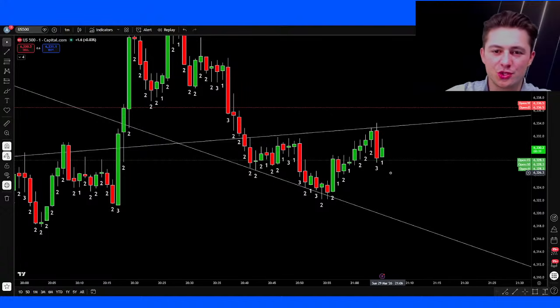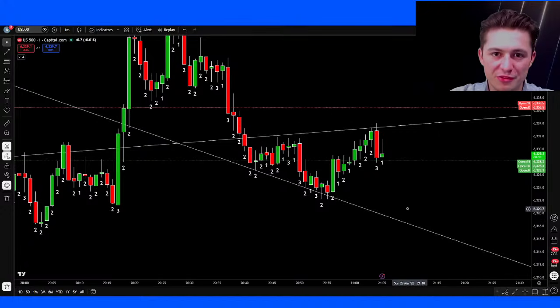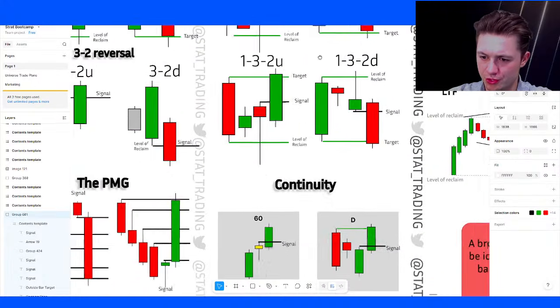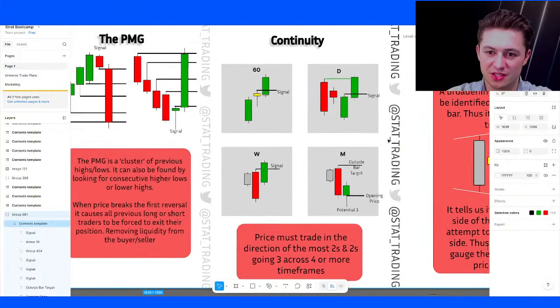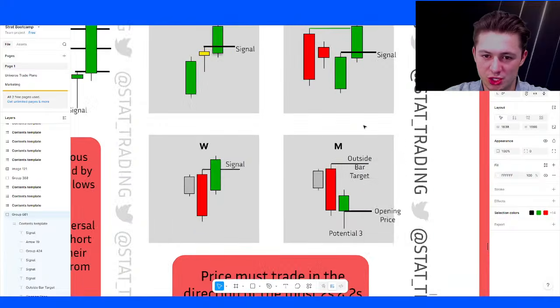So when we go back into a broadening formation, where does full time frame continuity, or in general time frame continuity, play a role? This is a very important question, because if we look at the universal truths, continuity tells us one thing. It tells us price must trade in the direction of the most scenario twos, like a 2 up that's green, like this green bar over here, and twos going 3, like this monthly, where you have a 2 down, but it's attempting to go 3 across 4 or more time frames, which shows us something like this.